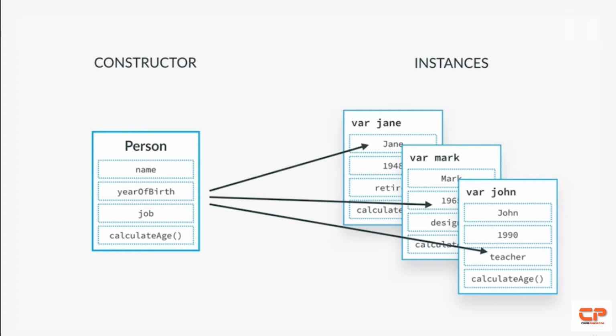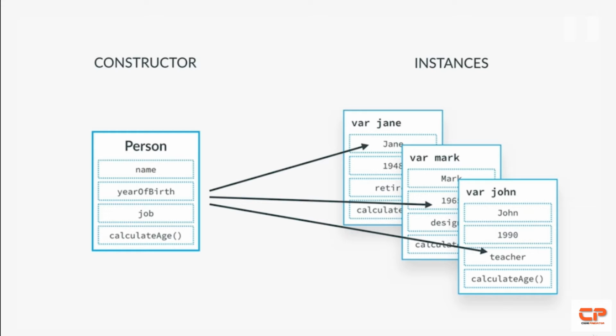In other programming languages, it would be called classes. But in JavaScript, we call it a constructor or a prototype. Based on this constructor, we can create as many new objects as we want. These new objects are called instances. As you can see here, there are 3 person instances which are created from the same person constructor.